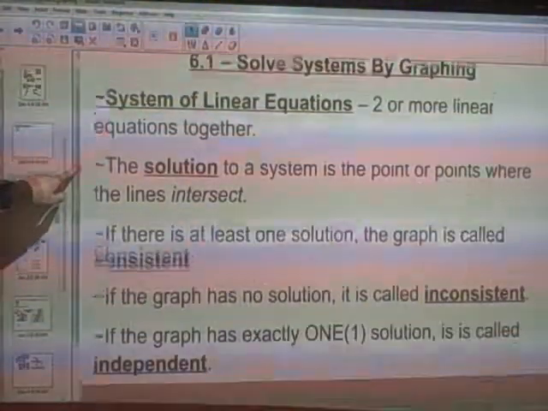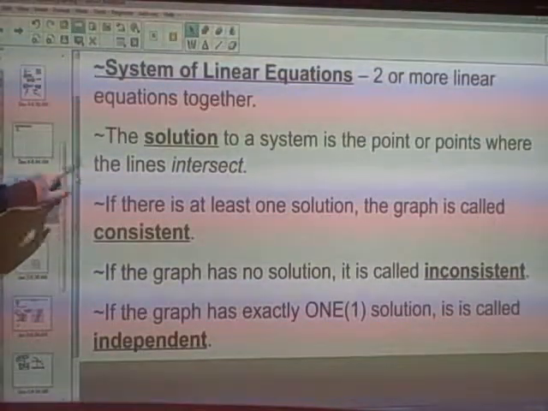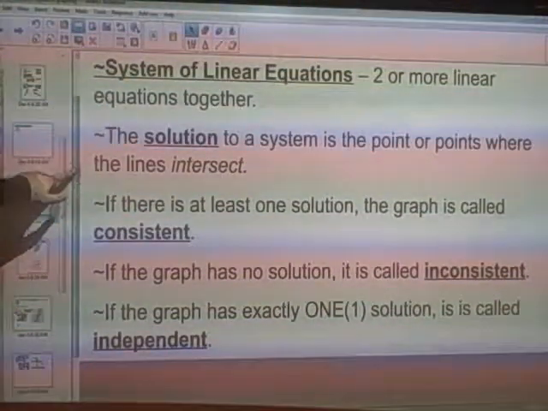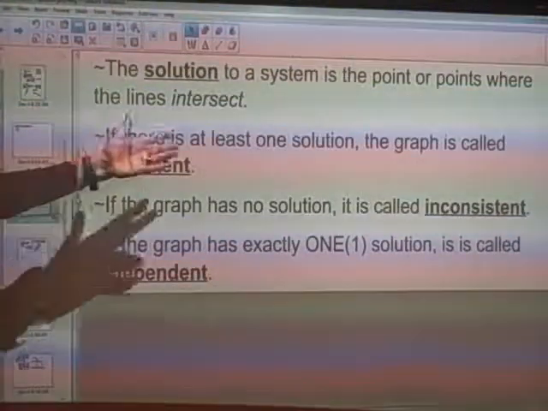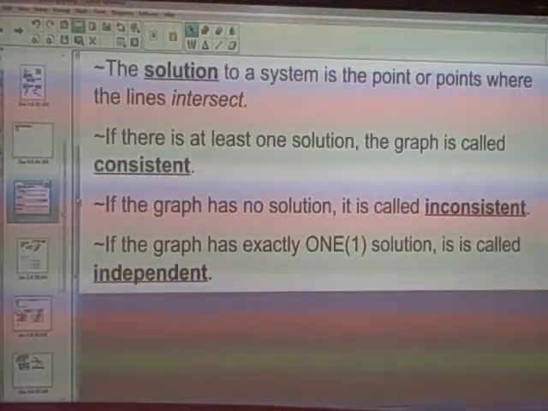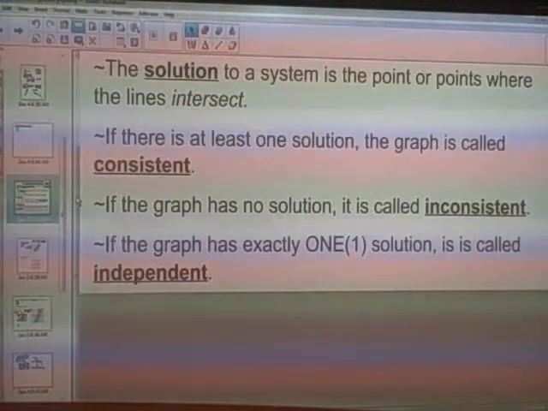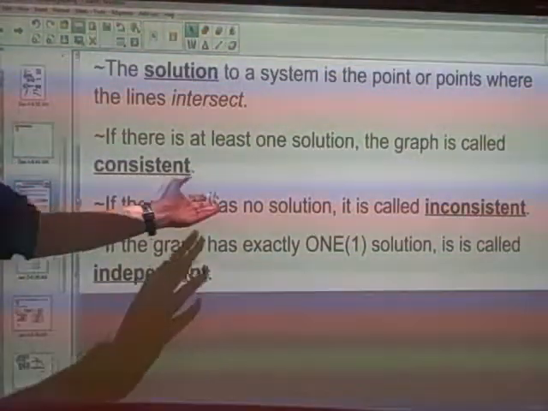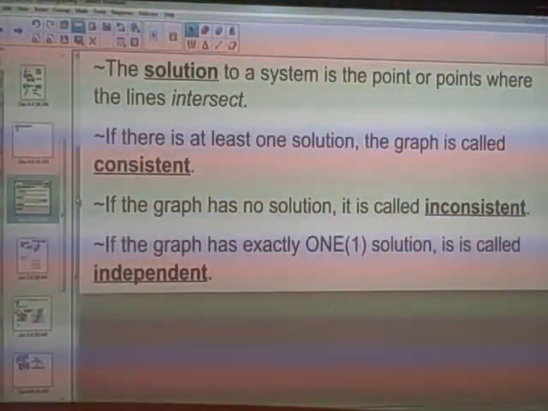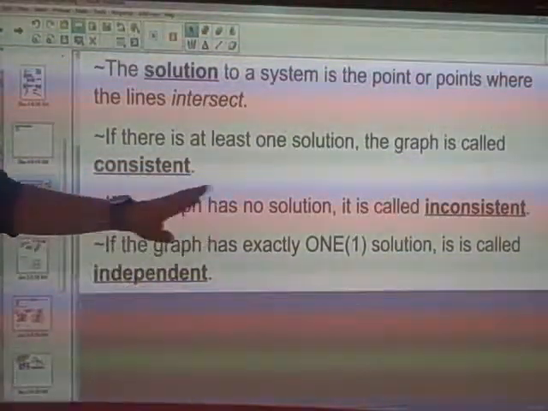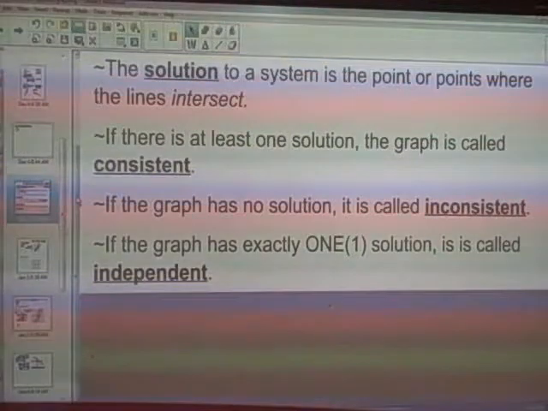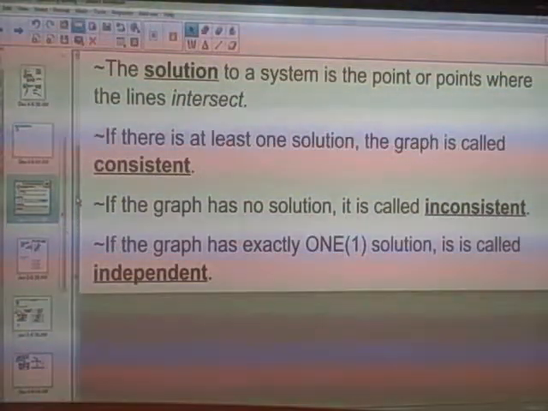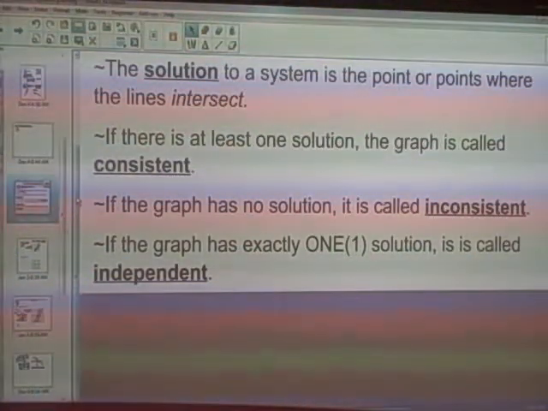Now there is some vocabulary that goes with this as well. So system of equations, two or more linear equations. The solution is where the lines intersect. If there is at least one solution, and for our questions there's only going to be probably one at the most, then the graph is called consistent. If the graph has no solution, then it's called inconsistent. And if the graph has exactly one solution, which most of our questions should, then it's called independent. So there is a couple of bits of vocabulary that are associated with this chapter as well that you might want to choose to learn.